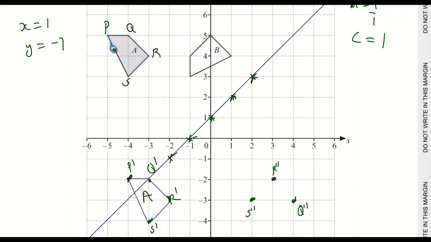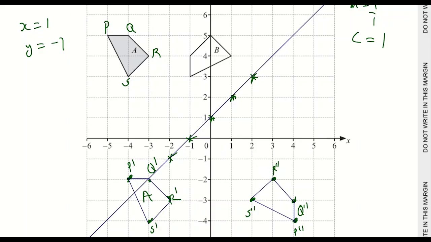Okay, so for point P, 1, 2, 3, 4, 5, 6, 7, 8, 9. So it should be here. Okay, so this will be P prime prime. So we can connect the points together now. So this and this, then this and this, then this and this, and this and this.